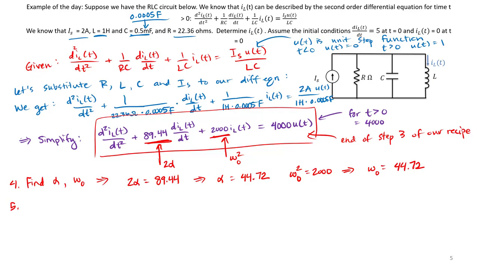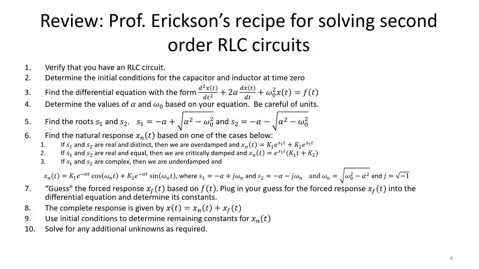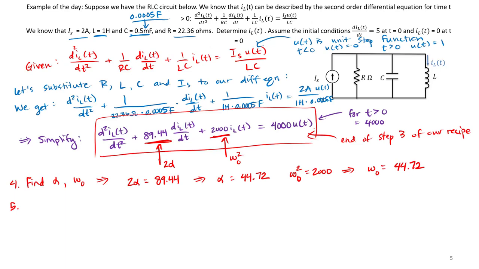The next step of our recipe, step 5, is to find our roots, S1 and S2. We use these roots to help us determine our natural response. So here we know that S2 and S1 are given by these square root expressions. So let's go ahead and find S1 and S2.